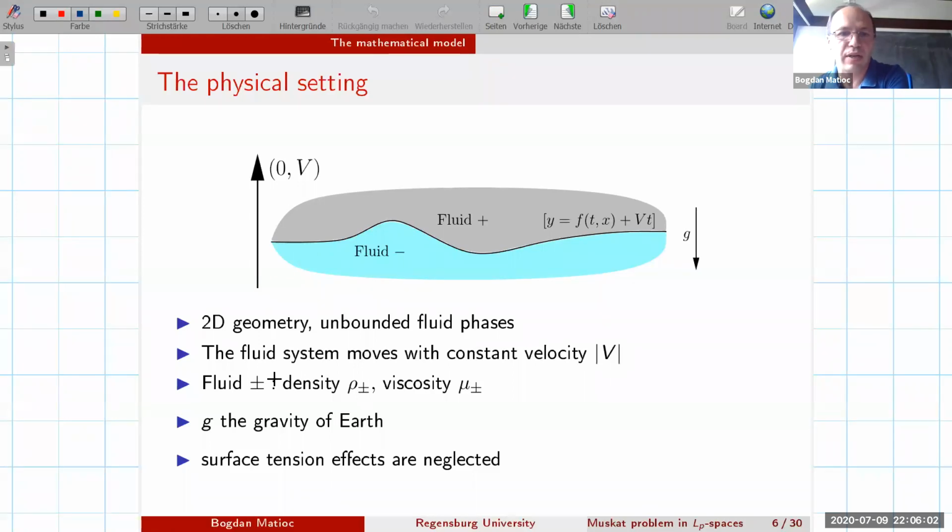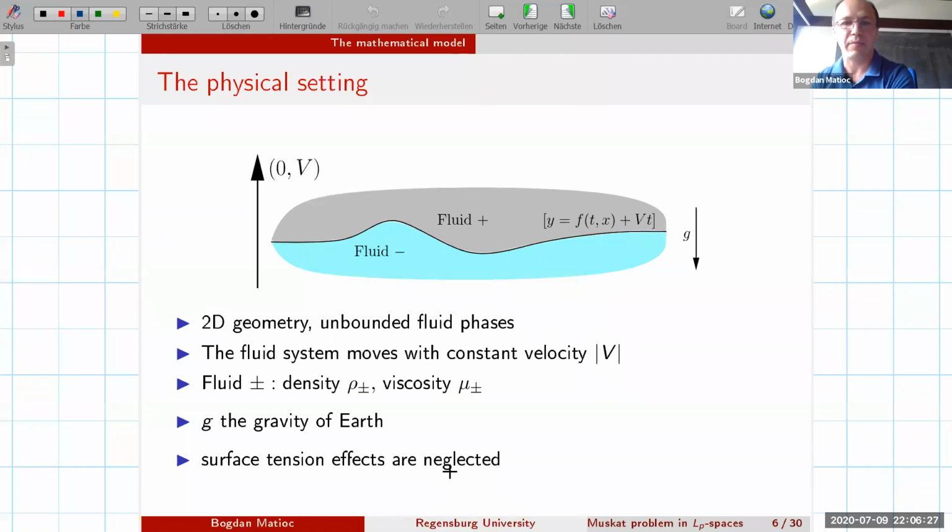The fluids have general densities, denoted by rho, and also general viscosities, mu. And the motion is influenced by gravity. So we have here a vertical porous media. And we neglect in this talk the surface tension effects. So this is an idealized situation that we consider.